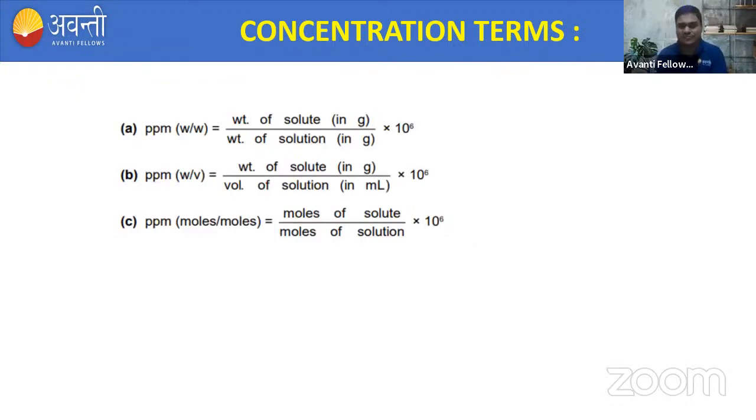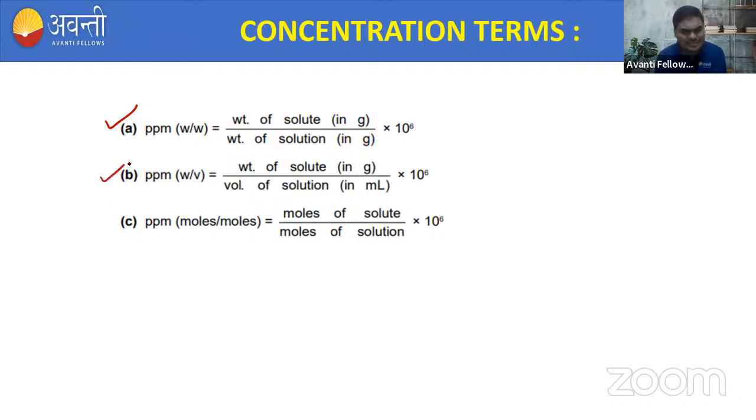So here we see the formula for parts per million. If we're talking about weight by weight, we can say weight of the solute upon weight of the solution into 10 raised to the power 6. Similarly, ppm by weight by volume: weight of the solute in gram divided by volume of the solution in milliliter into 10 raised to the power 6. So instead of 100, here we are using 10 raised to the power 6, because we are talking about parts per million.